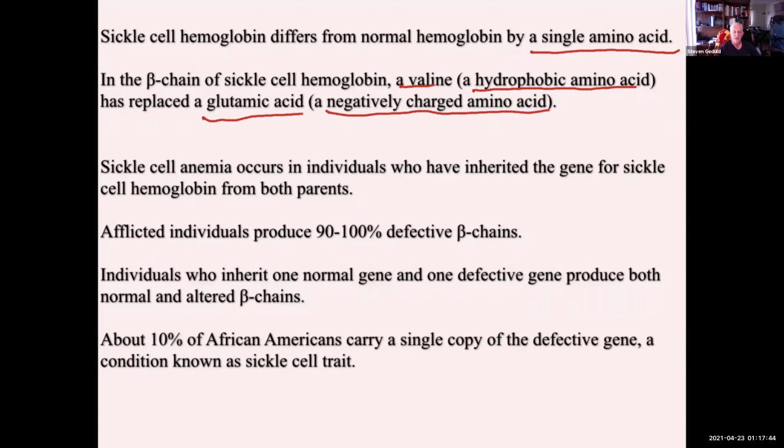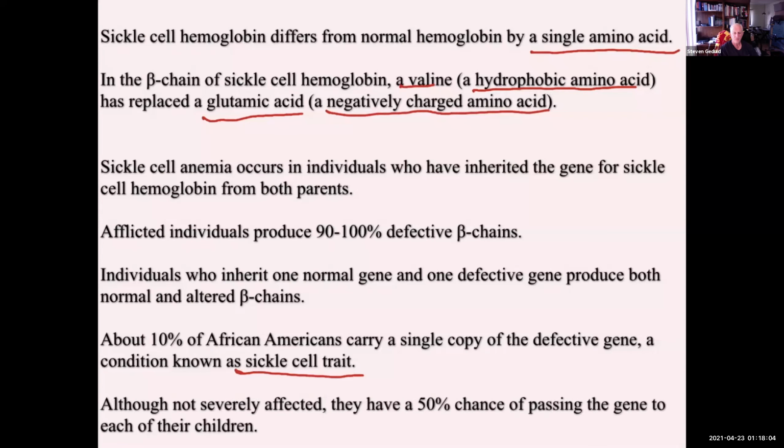Okay? About 10% of African Americans carry a single copy of the defective gene, a condition known as sickle cell trait. You know, they carry it, they don't have any manifestations of it. Their red blood cells still look normal, okay? But they have sickle cell trait. They carry the disease in their gene. Okay? Although not severely afflicted, they have a 50% chance of passing the gene on to each of their children. It's a recessive gene. In other words, whether you have a dominant gene or recessive gene, one of those will be passed on to children. One's normal and healthy. One's the one that's coded for sickle cell anemia.